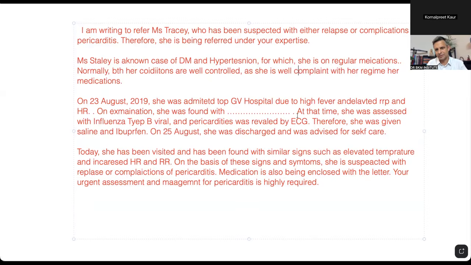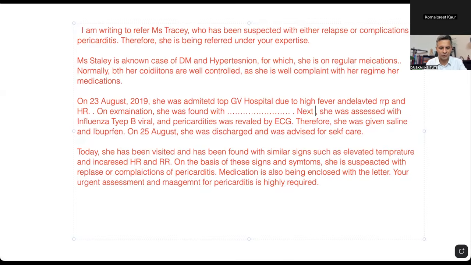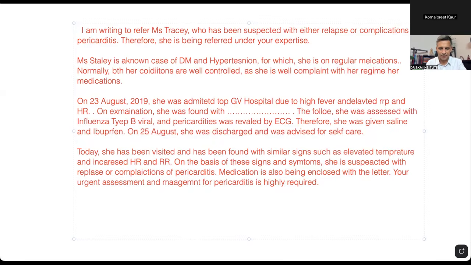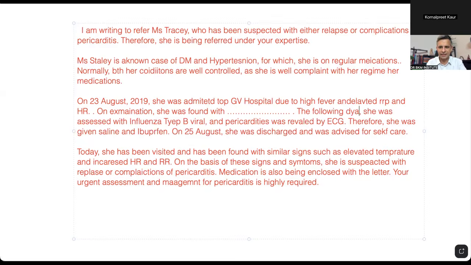On August, she was admitted. At that time, this is a different connector, a basic connector. That means 4 days ago, 7 days ago, she was assessed with this, which was revealed by this, therefore she was given this. On 25th, she was discharged. If you want to write some other word, because it was the next day, you can also write next day. What seems better than next day? The following day. The following day is a very nice word.